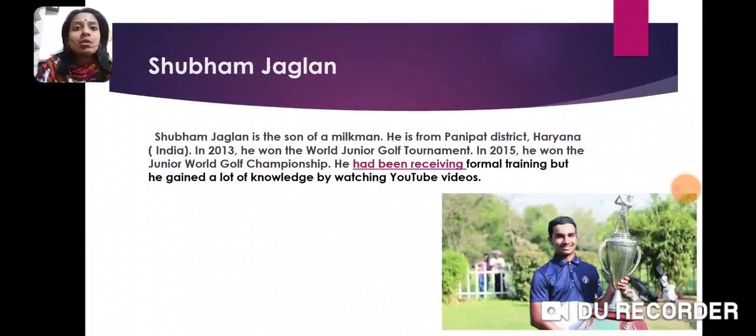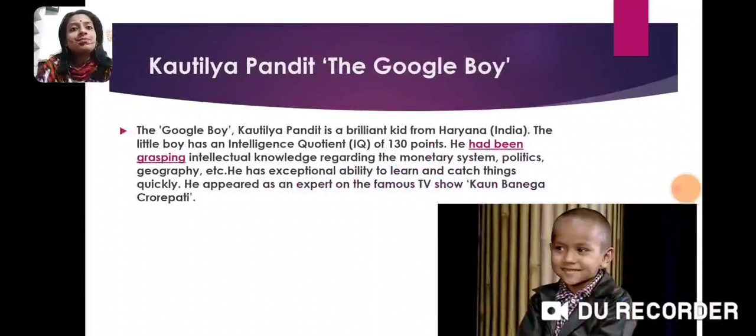Next, Shubham Jaglan. Shubham Jaglan is the son of a milkman. He is from Panipat district, Haryana, India. In 2013, he won the World Junior Golf Tournament. In 2015, he won the Junior World Golf Championship. He had been receiving formal training, but he gained a lot of knowledge by watching YouTube videos.